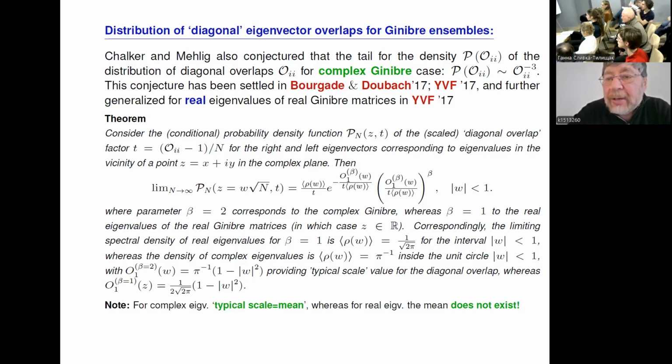And immediately after that, I found an alternative way, which I'm going to discuss with you, very different from their proposal, which not only reproduced this result for complex Ginibre, but also allowed to get its analog for real eigenvalues of real Ginibre matrices. So let me remind you that we discussed in our first lecture that real Ginibre matrices have of order square root of n eigenvalues exactly on the real axis. Those enjoy different statistics from eigenvalues in the complex plane.